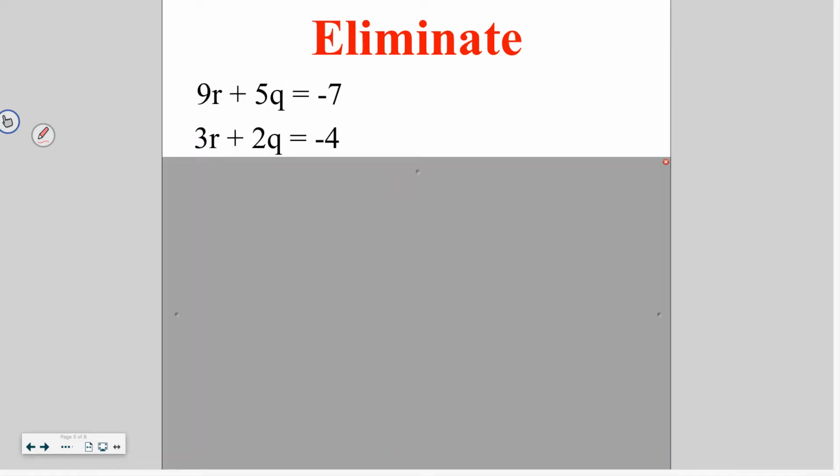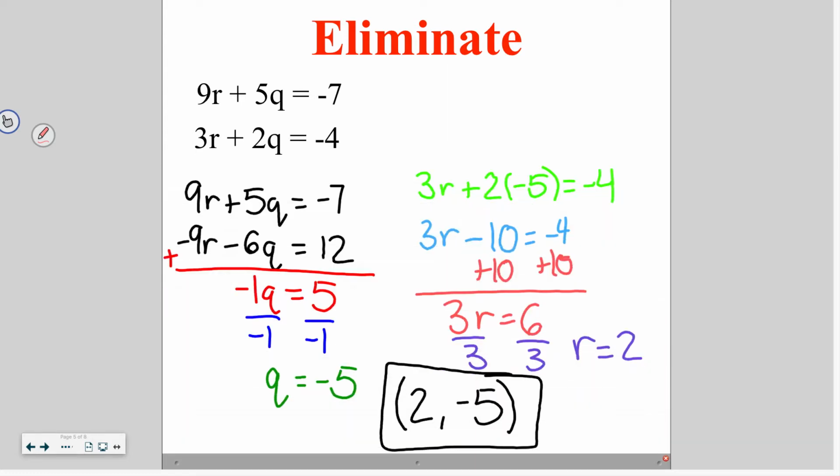Go ahead and try this one on your own. You should be multiplying that second equation. Something I changed with this one is instead of multiplying by a positive 3, I decided to multiply by a negative 3 in that second equation so that I could add them together. Either way, whatever you multiplied by, it's still going to get you to the same answer of 2, negative 5.